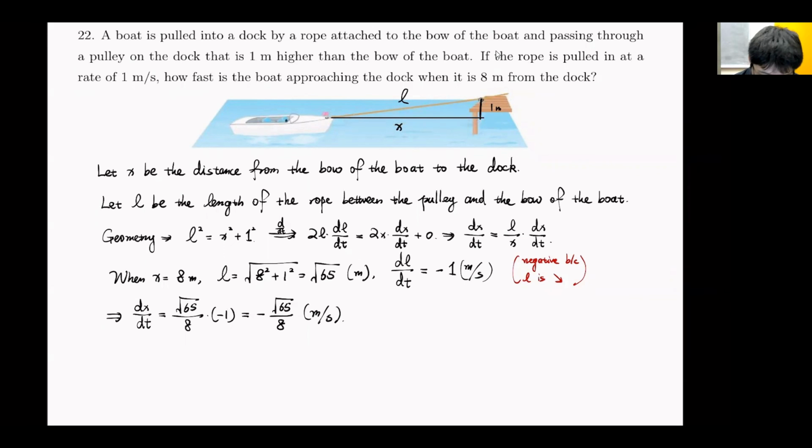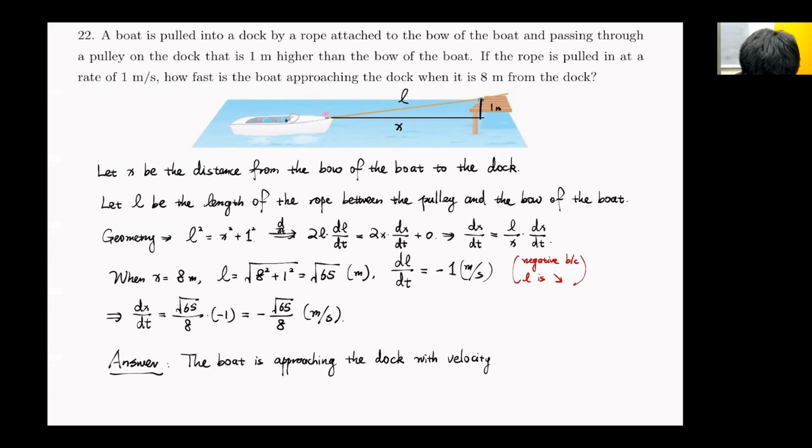All right, but to answer the question, you should actually answer it in the correct way. Because we are asked how fast is the boat approaching the dock, when we formulate our answer, we should not include the minus sign. So the answer is the boat is approaching the dock with velocity root of 65 divided by 8 meter per second. Okay, so that's the answer to number 22.